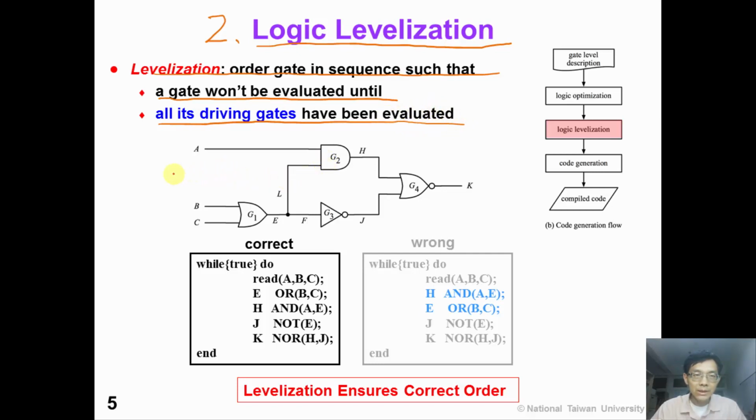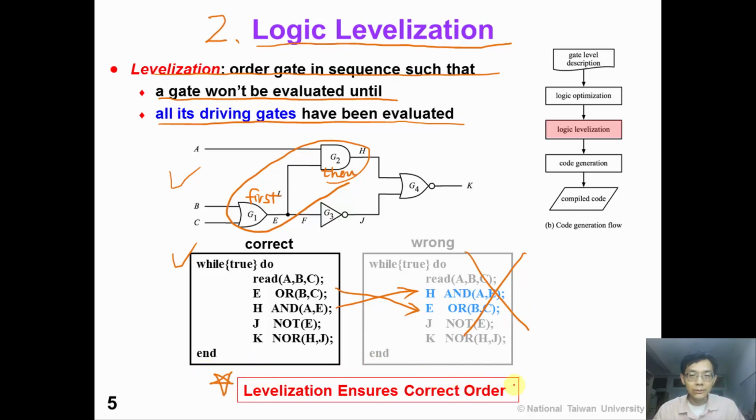For the same example, the left code is in correct order. If we swap the order of E and H, this won't be correct because we need to evaluate G1 first before we evaluate G2. So if we change the order, this code won't give us a correct output. So levelization is a very important step to ensure correct order of the code.